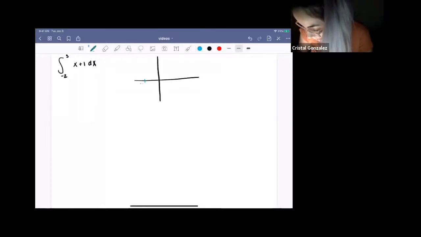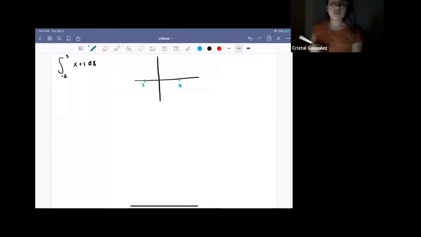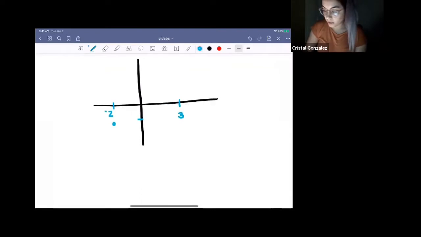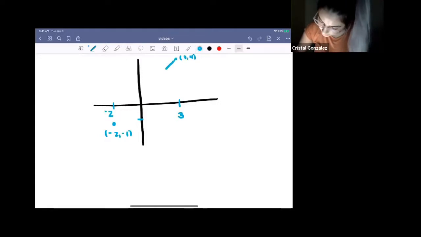Here at negative 2, and then at 3 over here. At negative 2, if I plug that into x plus 1, I'll be at negative 1. So I have a point here, and it's just a line. And then for 3, we'll be at 4 if we plug it in. So this is the spot 3, 4, and this is the spot negative 2, negative 1. So here we just have this line here.